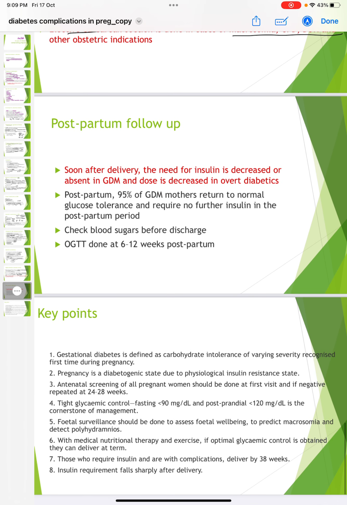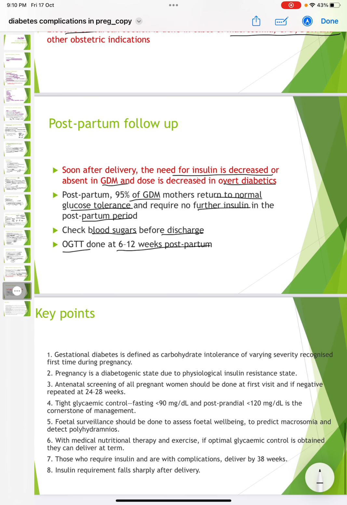Postpartum follow-up, after 6 weeks, they have to repeat OGTT at 6 to 12 weeks postpartum. Because after the delivery, whatever the diabetogenic hormones, that is human placental lactogen, cortisol, estriol, progesterone, all of this will decrease. So the insulin need is decreased and the dose is decreased in overt diabetes. Especially in GDM, it may be absent also. Postpartum, 95% of GDM return to normal glucose tolerance and require no further insulin in the postpartum period. So we have to check the blood sugars before the discharge. On the third postnatal or postoperative day, do FBS and PPBS.